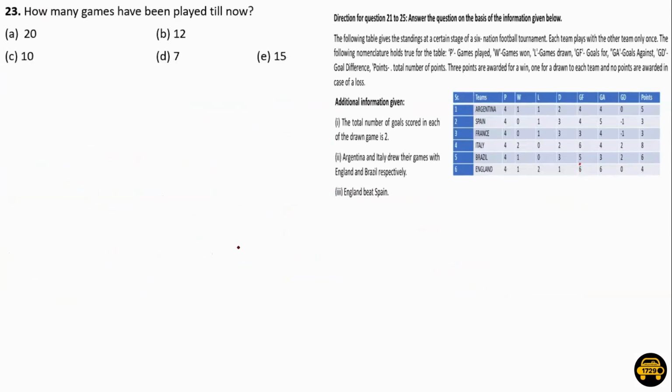Moving on to the next one. How many games have been played in the tournament till now? So we can have a look here, the total number of games. If we add them all, it comes out to be 24. And now we know that every match is represented twice. So we can divide it by 2 and the answer will be 12.